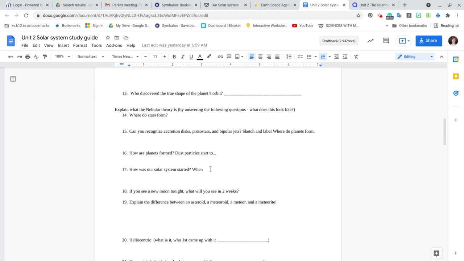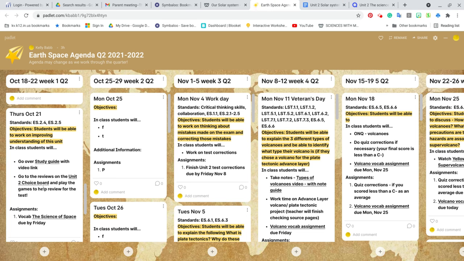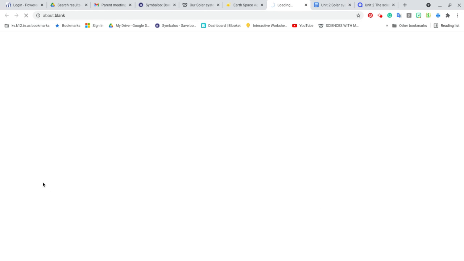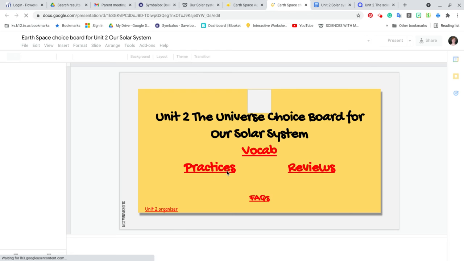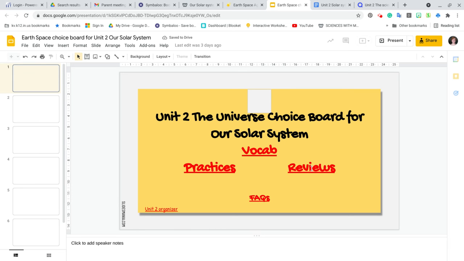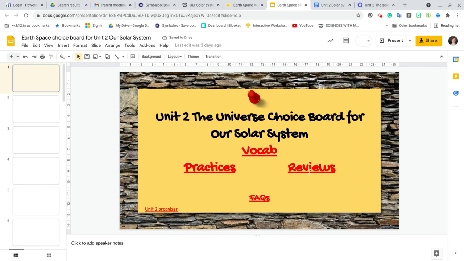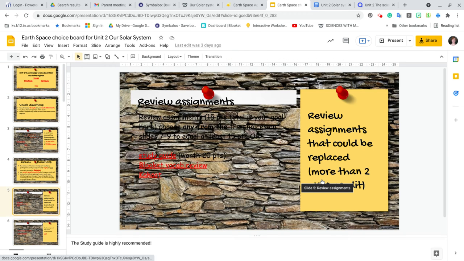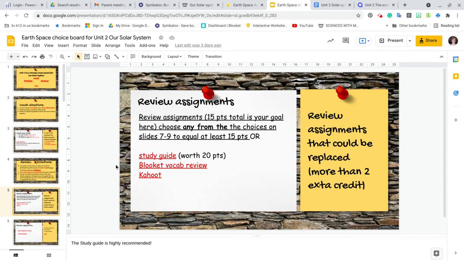How was our solar system formed? Remember, it started when a distant star went supernova, sending the energy into the nebula. Again, that was all part of the Kahoot that we played. And you can find that Kahoot on the choice board when we are done going over the study guide on the reviews. So if you did not do very well, there it is.